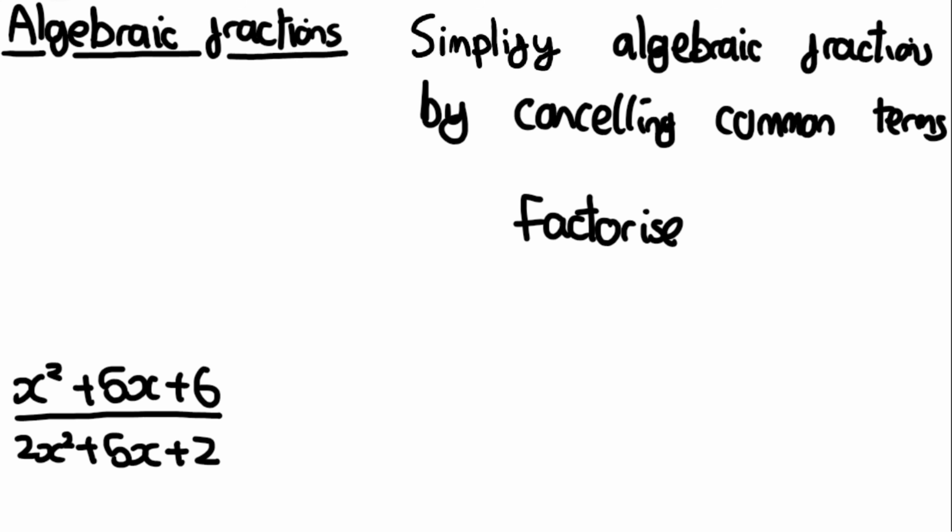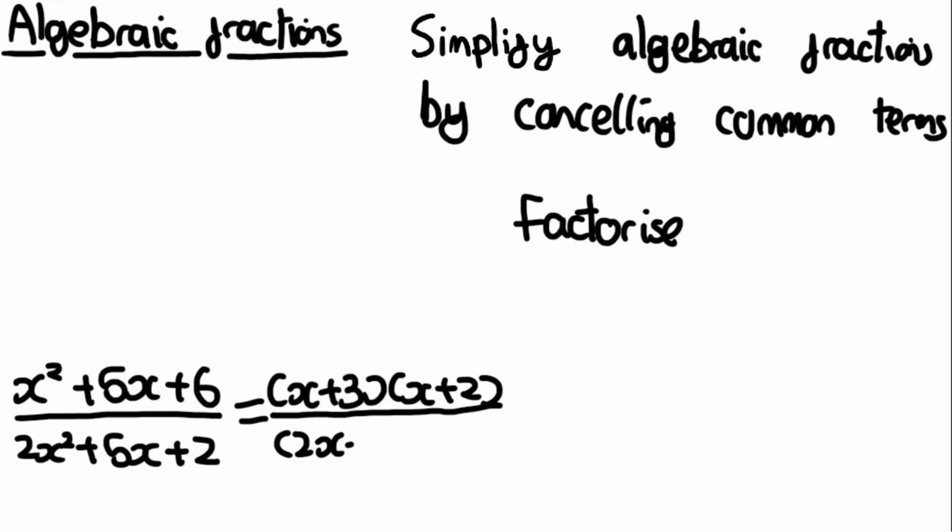We can simplify this algebraic fraction by factorising both the numerator and the denominator. First of all, let's factorise the numerator, and it's going to become x plus 3 times x plus 2, and this would be over the denominator, which, if we factorise it, has a 2 at the front, so it becomes a tiny bit more difficult, but it will become 2x plus 1 times x plus 2. The 2x will be here because 2x times 2 becomes 4x, and then 1 times x will become just 1x, and if you add them together, that gives you the 5x.